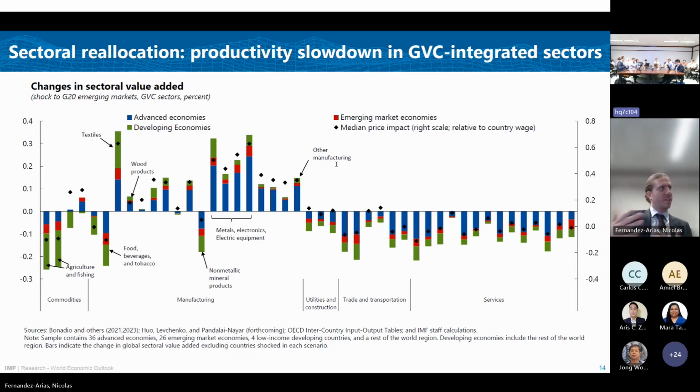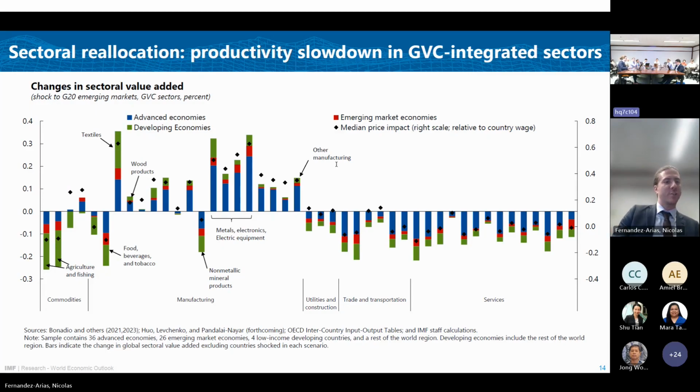we see that the fluctuations at the sectoral level are large compared to that aggregate impact and quite heterogeneous. So commodities, particularly agriculture and fishing commodities, contract, as well as food production, and this one manufacturing sector, and everything to the right of utilities and construction. So that, and trade and transportation, as well as services, tend to contract.